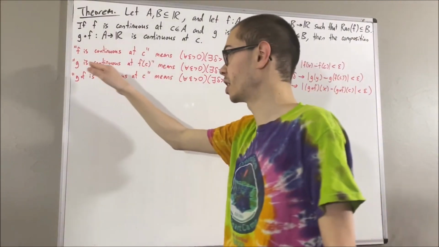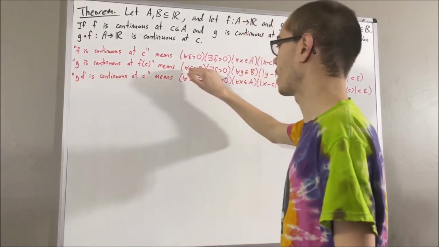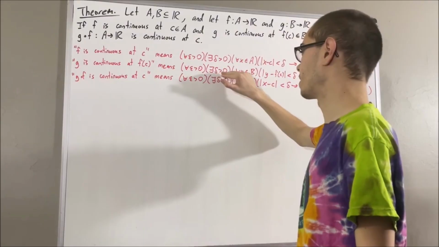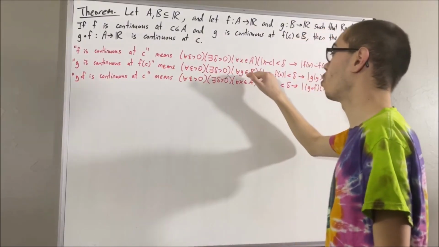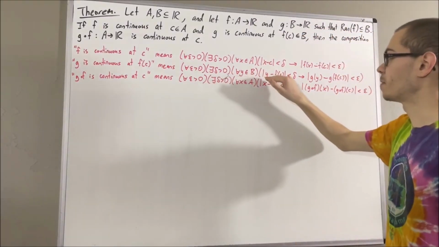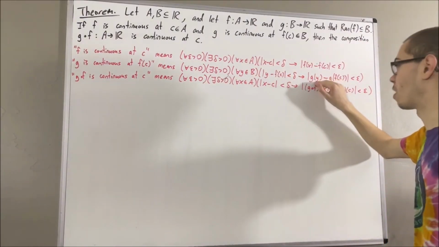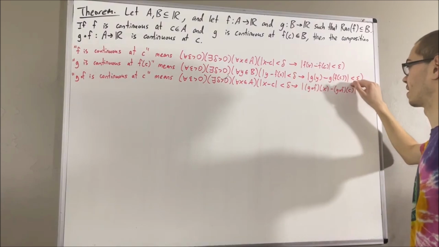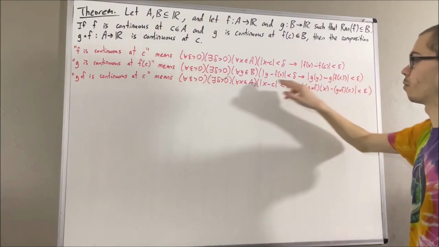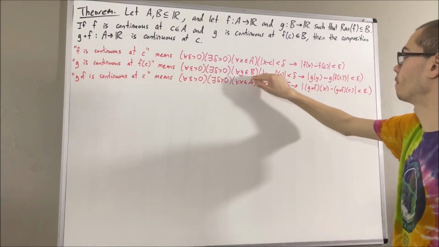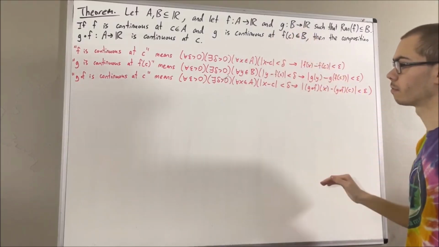Similarly, to say g is continuous at f of c means for every epsilon greater than 0, there exists a delta greater than 0, such that for all y in B, if absolute value of y minus f of c is less than delta, then absolute value of g of y minus g of f of c is less than epsilon. Right? We're saying B here because the domain of the function g is B.